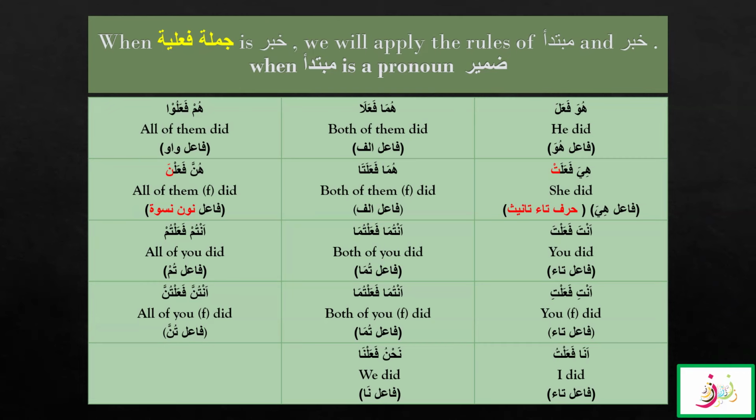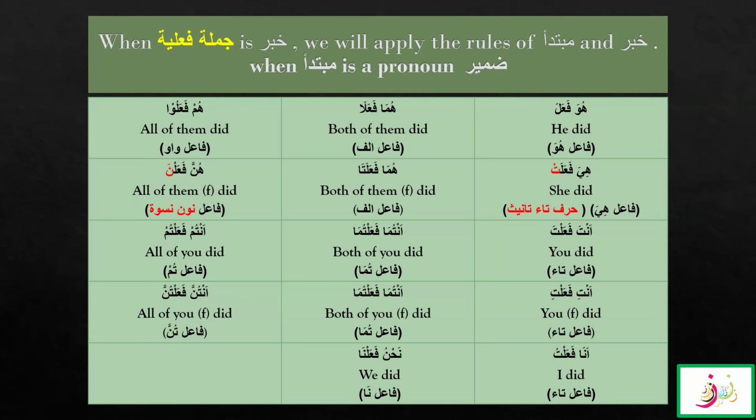And when the mubtada is a pronoun or damir, how are we going to see that? Here again, this same chart, but it is a whole sentence here. Mubtada and khabar again. So here the mubtada is a pronoun, the damir. Huwa fa'ala is a whole complete sentence. It is a jumla ismiya because it is not starting with a fi'l. Here this is a mubtada and this is a khabar. But here our mubtada is a damir, it is not an ism.